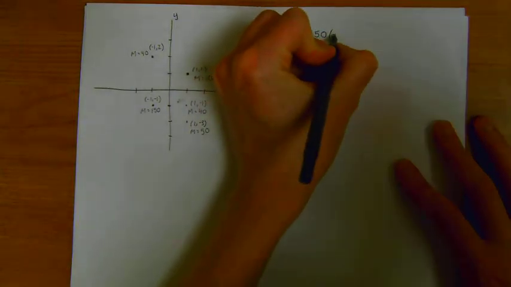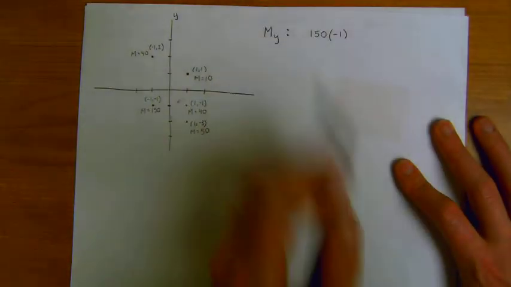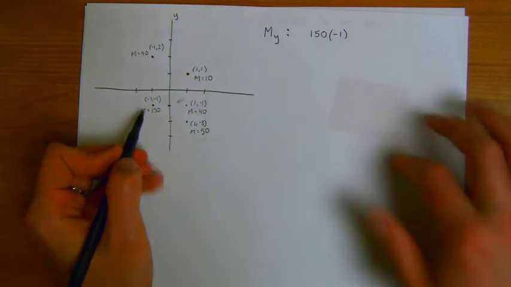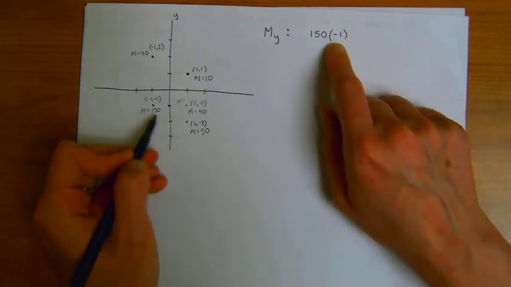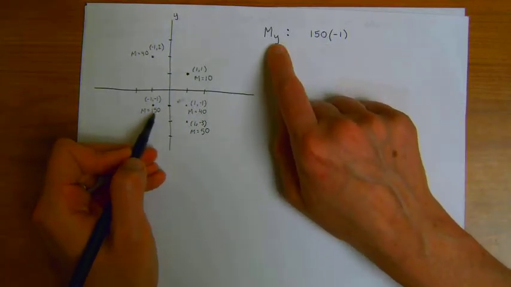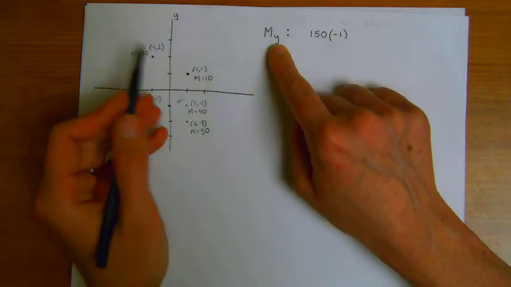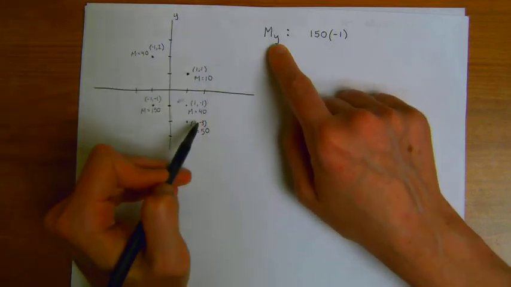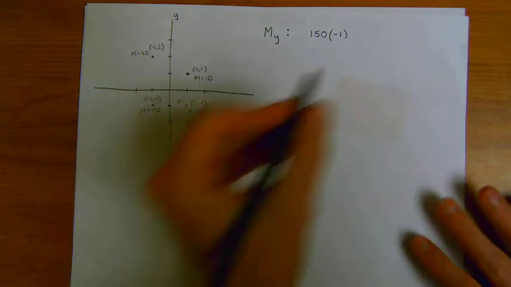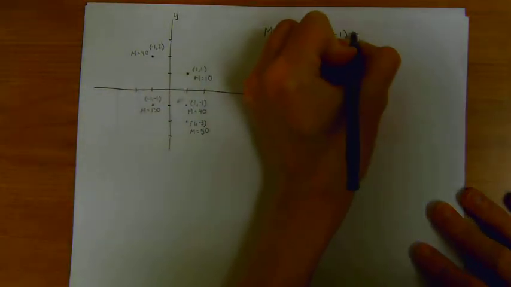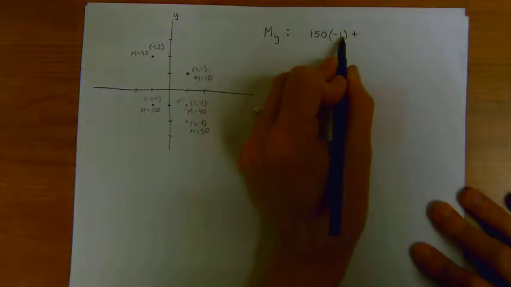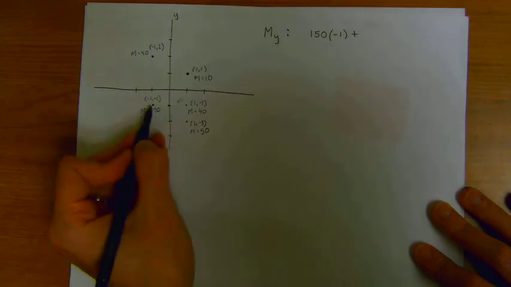So 150 times -1, that it's behind the y-axis. That's the moment for you, with respect to the y-axis. But we want to know over every single object, and so we're actually just going to do a summation of all of these. So your weight times your distance from the y-axis.